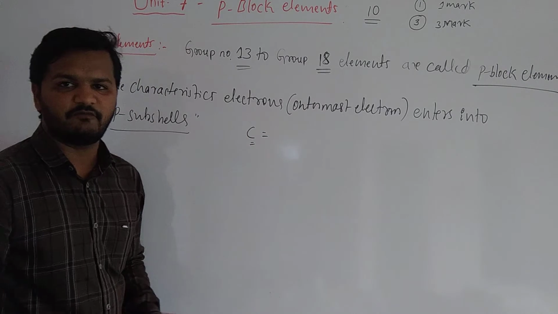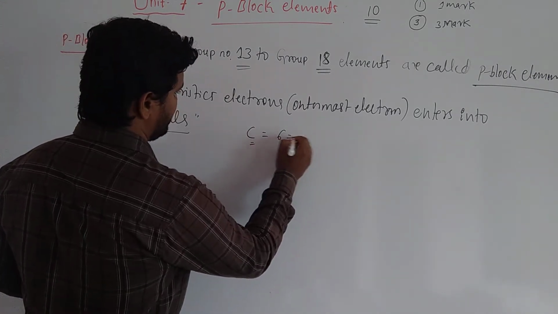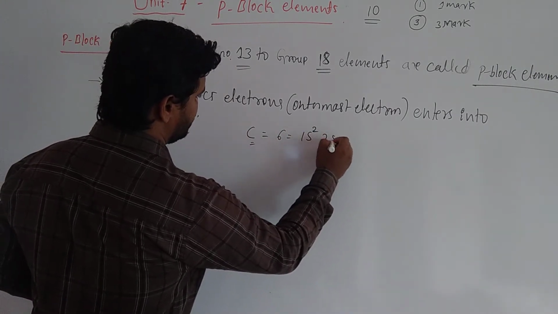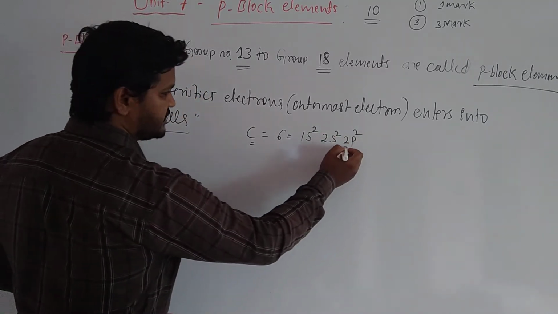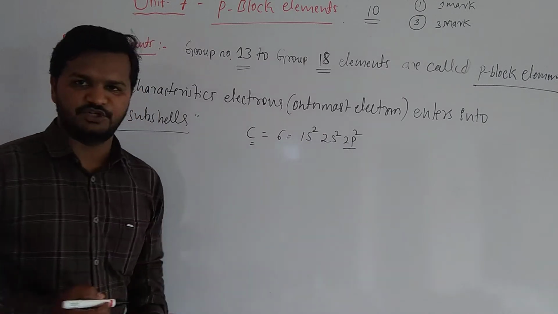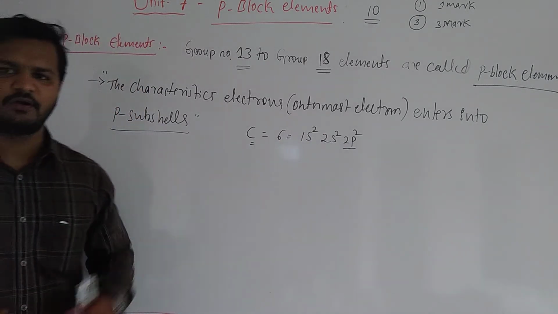What is the atomic number for carbon? 6. 1s2, 2s2 and 2p2. Here the outermost electron enters into the p subshell. That is why they are called p block elements.